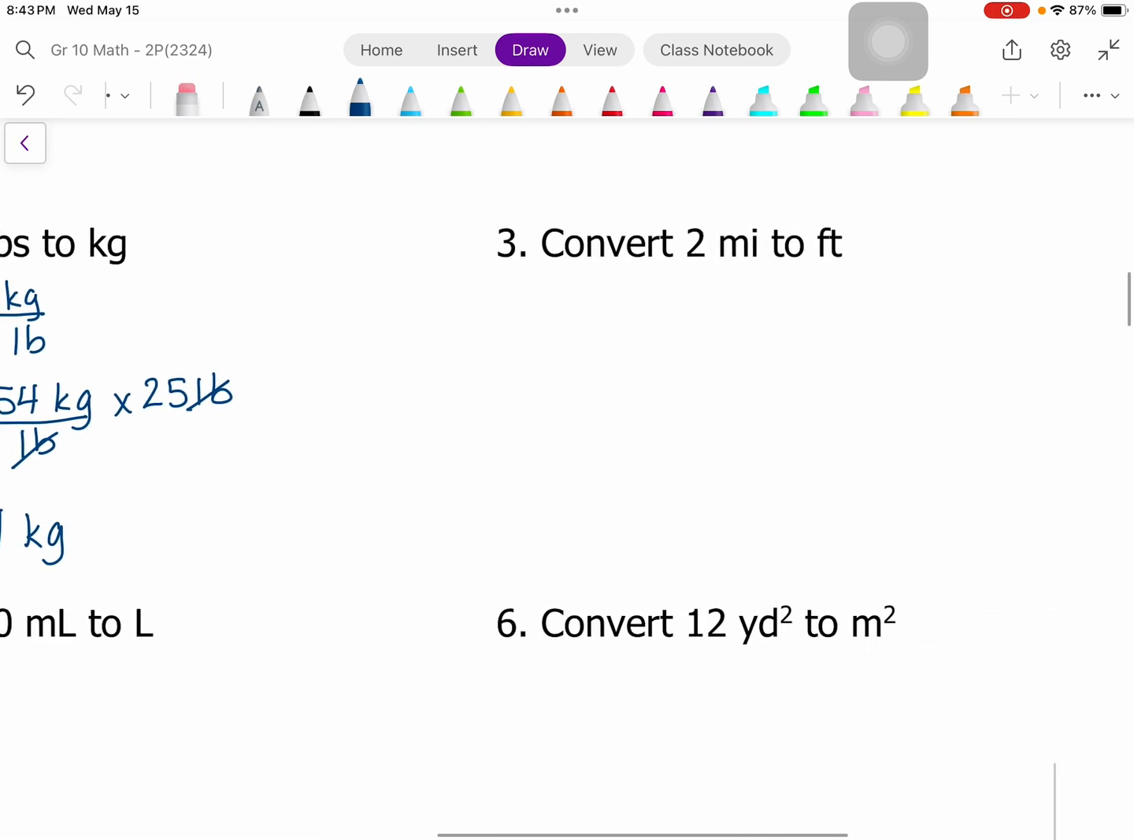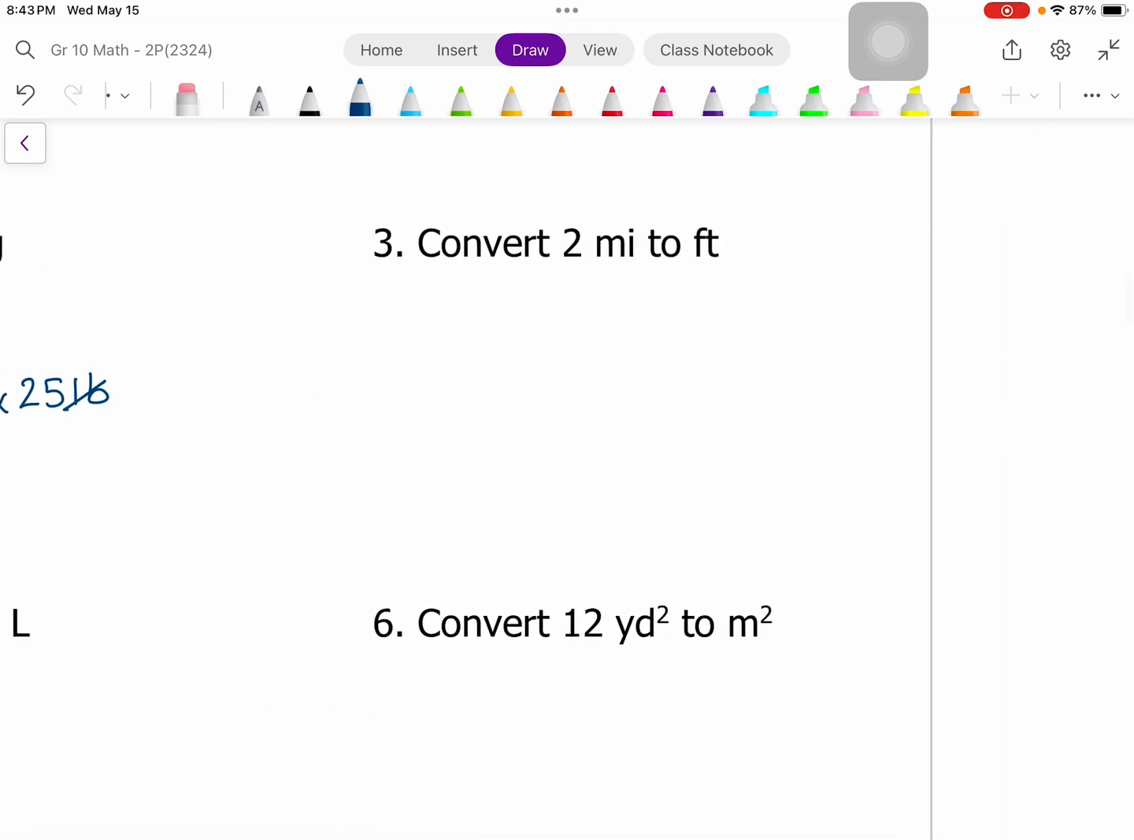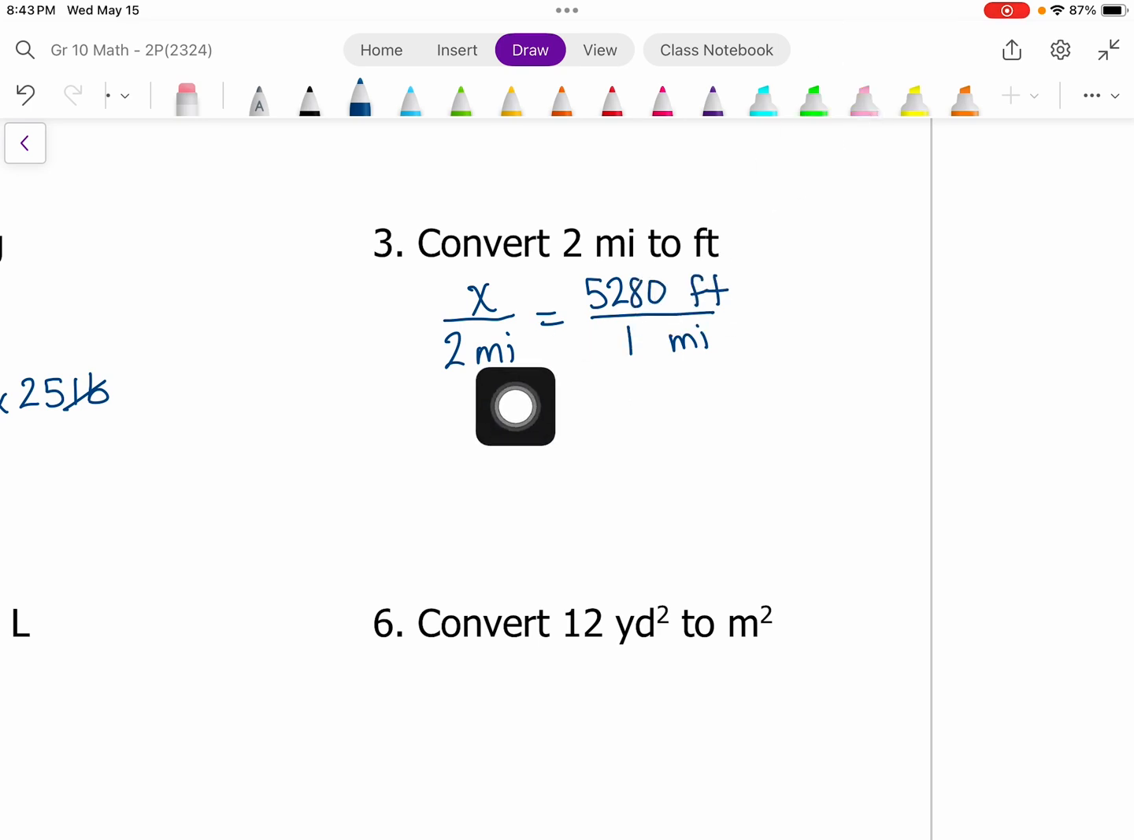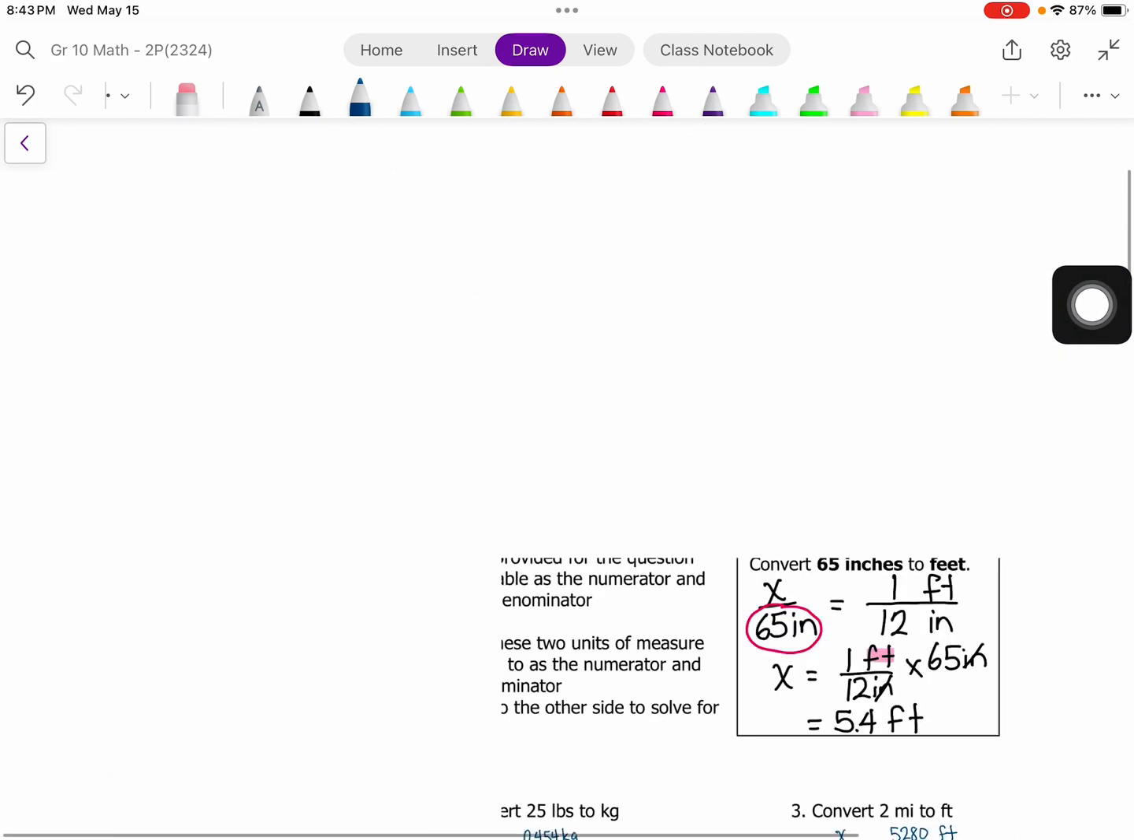Next example, we're converting 2 miles to feet. I need to know how many feet are in how many miles. There are 5,280 feet in 1 mile. Just to recap, when I am converting between these two units, I'm looking up to that conversion table. So we'll quickly look up this one.